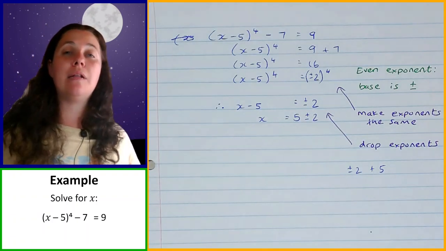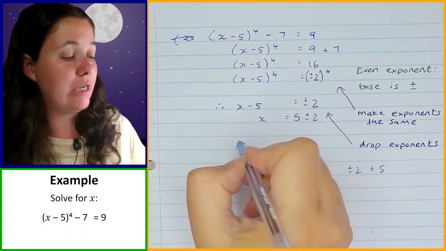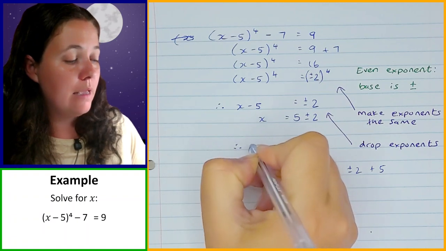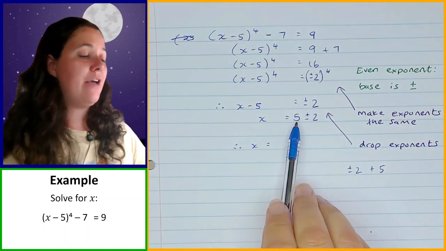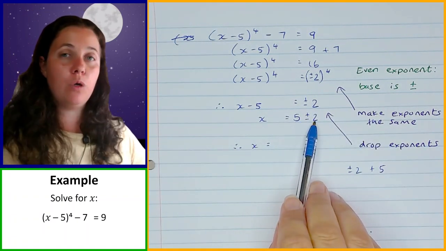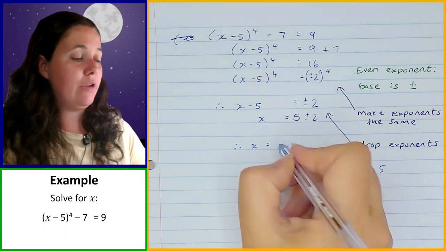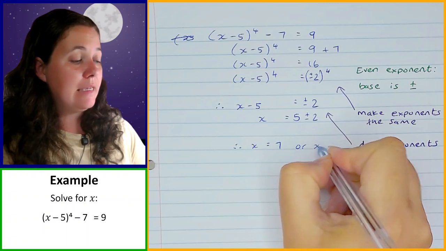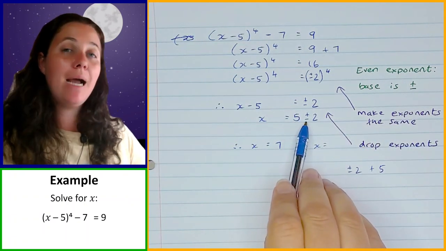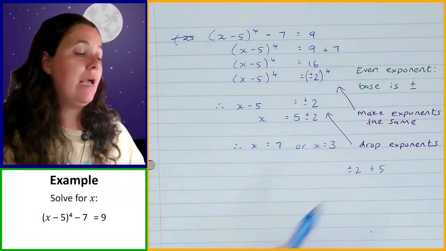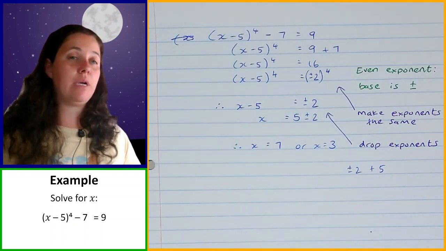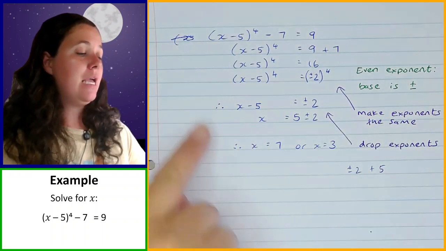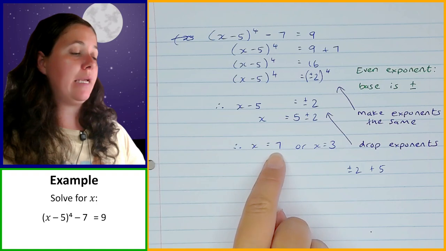So now we can get our answer by doing this. Therefore, x is equal to, if I have 5 plus 2, what do I get? 5 plus 2 is 7. Or I have another answer, x equals 5 minus 2, which is 3. Now we can go and check both of those. So if I check both, if x is 7, let's see what I get.